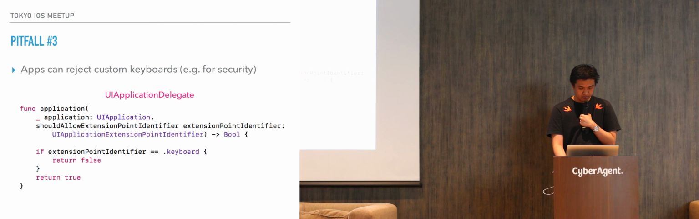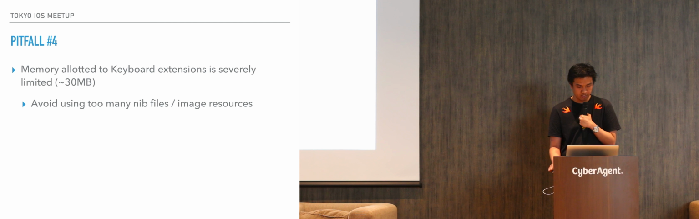Next, if you're making keyboard extensions, you should be careful about memory use because extensions are only allowed around 30 megabytes of memory. If you're using too many zip files or images in your keyboard extensions, your app will crash. And for the user, while they're typing, if your keyboard crashes, your keyboard will disappear, and the default system keyboard will replace it.